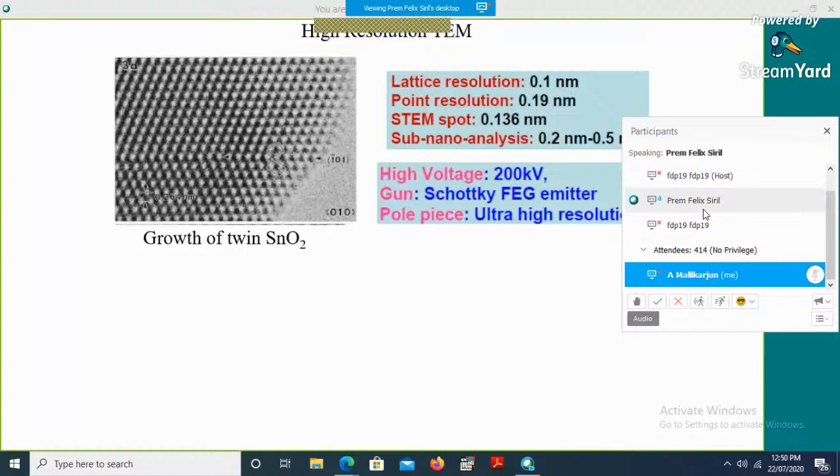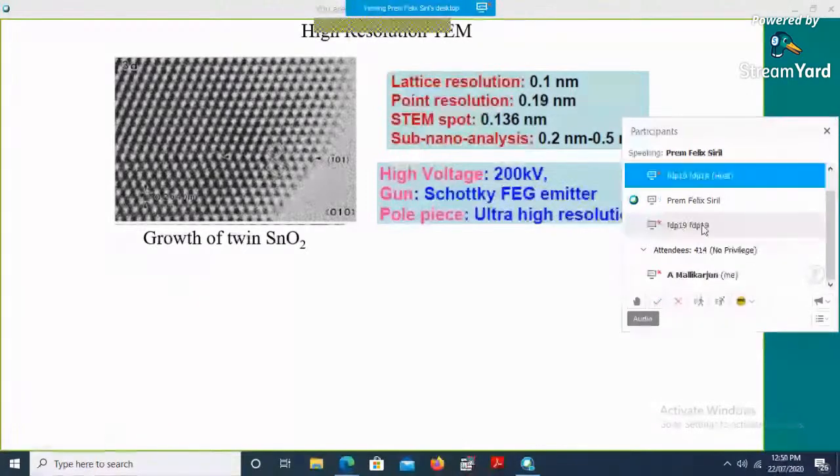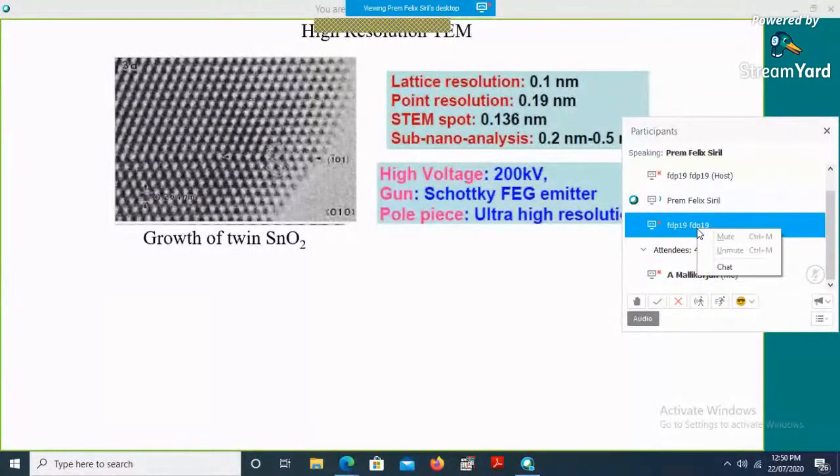I'm sorry for that. So what I am telling is, the power of TEM lies in the ability to take such high resolution images with atomic resolution. So in this case, the crystal planes.